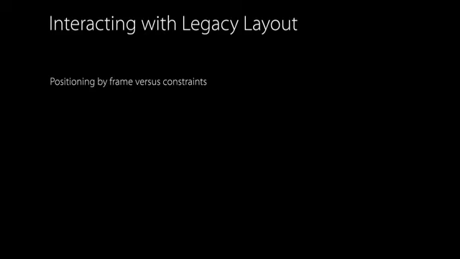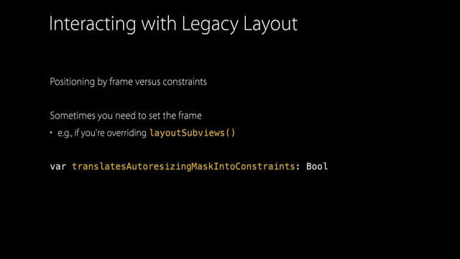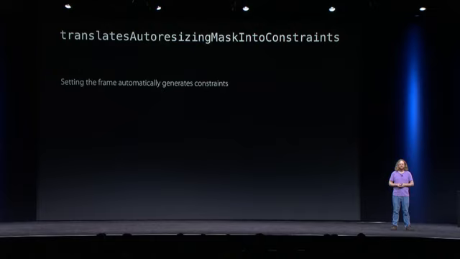The trouble with this is that sometimes you just need to set the frame. For example, if you're overriding layout subviews, you may need to set the frame of those views. And so luckily, there's a flag for that. It's called translatesAutoresizingMaskIntoConstraints. It's a bit of a mouthful, but it pretty much does what it says. It makes views behave the way that they did under the legacy layout system, but in an auto layout world. So if you set the frame on a view with this flag, the framework will actually generate constraints that enforce that frame in the layout engine. What this means is that you can set the frame as often as you like, and you can count on auto layout to keep the view where you put it.